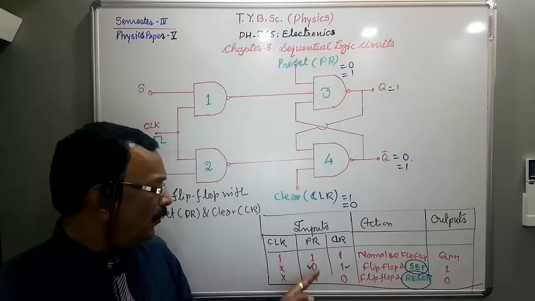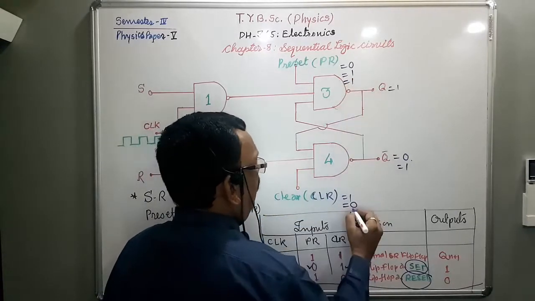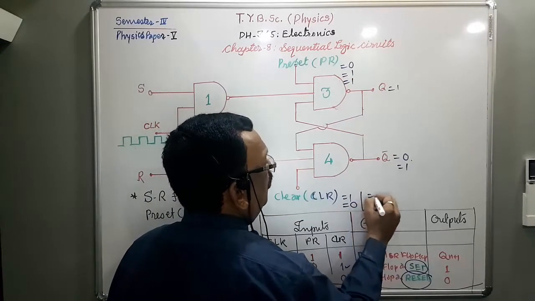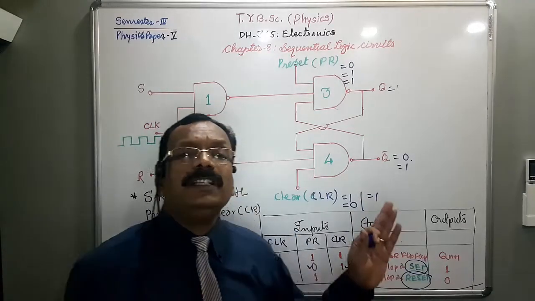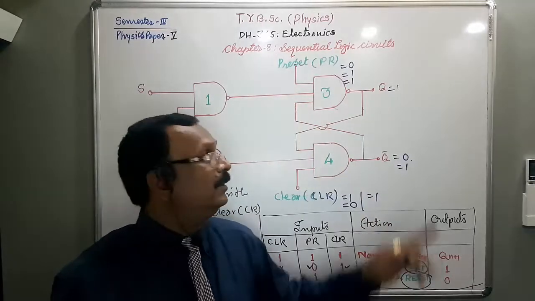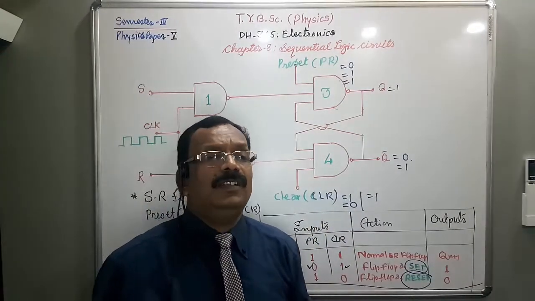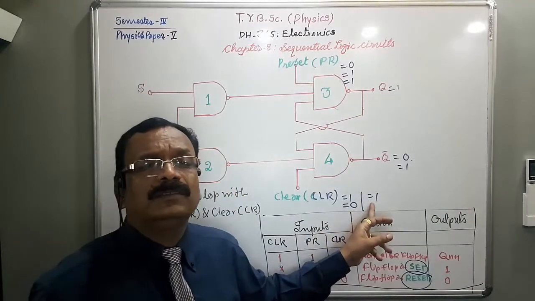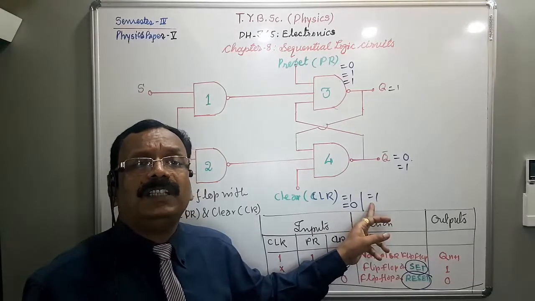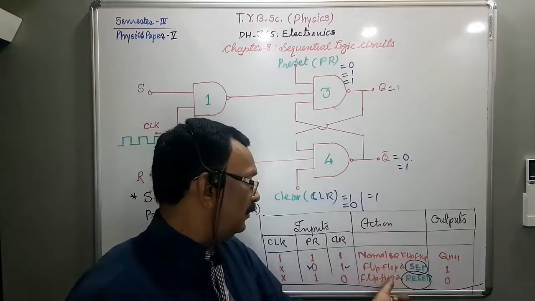Okay. Now, when PR is equal to 1 and CLR is equal to 1, then both these terminals are inactive. Why is it so? When PR is equal to 1 and when CLR is equal to 1, both these terminals are inactive and the RS flip-flop operates in accordance with the truth table.